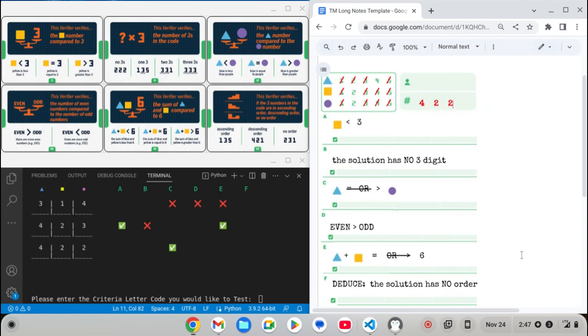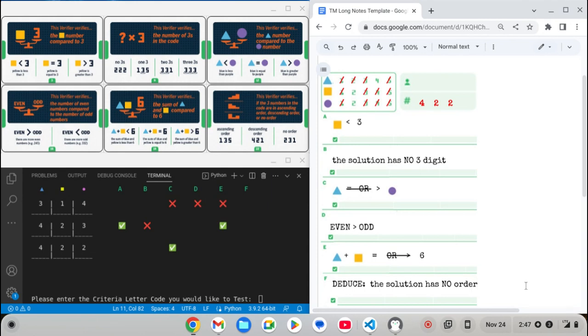And another puzzle with quite the twist, where we have 3 even digits. Well, let's go review before we verify. So is that middle digit less than 3? Sure, it's a 2. There are no 3s, that's correct. Triangle, the first digit should be greater than the last. Yeah, 4 is greater than 2. There are more even than odds, they're all even. The sum of the first 2 is 6, and we deduce no order.